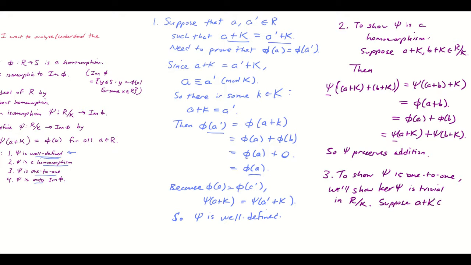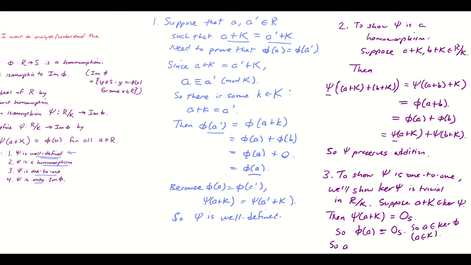All right, so suppose a plus K belongs to the kernel of this map. Remember, the kernel consists of inputs from our domain of the map, which is R mod K. All right, well then that means psi of a plus K is equal to the 0 element of S. But then by my definition of psi, that also means that phi of a is equal to 0 of S. All right, so, well, what does that mean? That means that a belongs to the kernel of phi, which is exactly the thing that we were calling K.